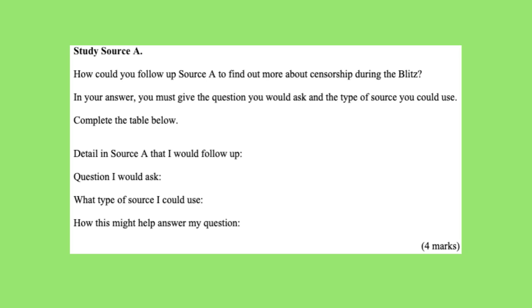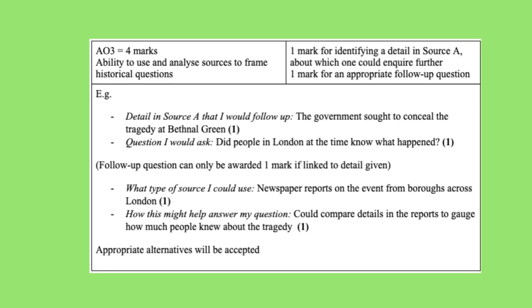This is taken from the London in World War II option. The question there says, study source A. How could you follow up source A to find out more about censorship during the Blitz? In your answer, you must give the question you would ask and the type of source you could use. 4 marks. This is the mark scheme for that question.